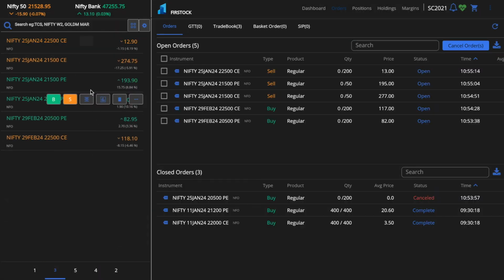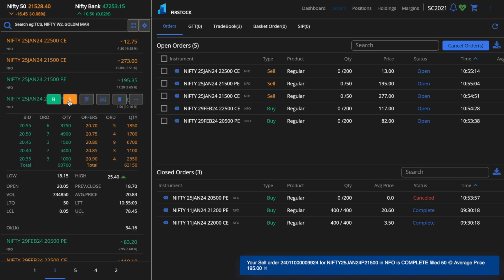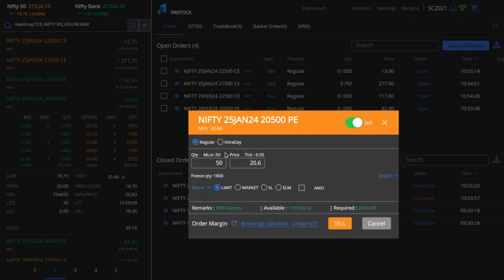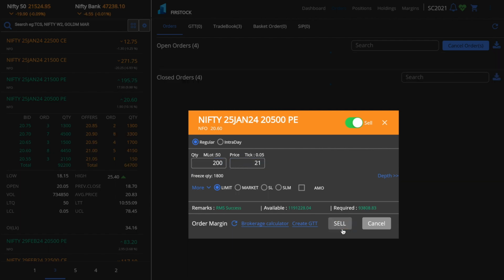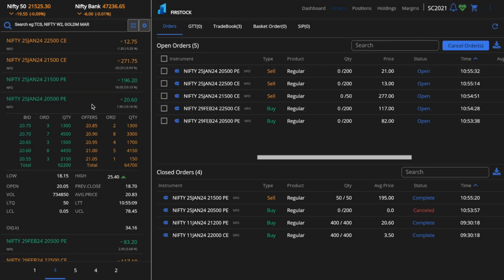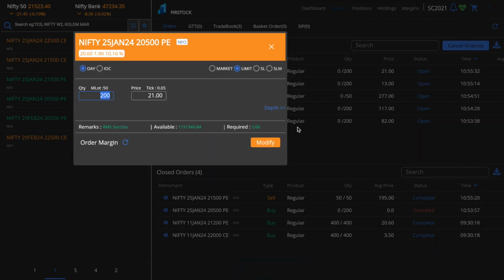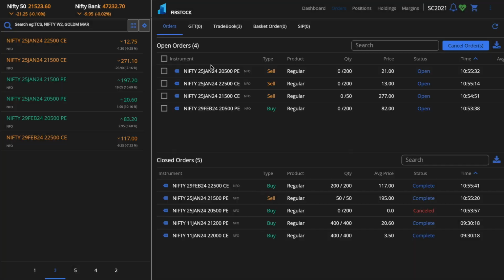Okay, and 22,500 CE and 20,500 PE of Jan, again 4 lots of this. And 21.2, sell it. So all the strategies are put out over here. Now something that is executed is this sell amount. Now we have to ensure that the other sell amount is also executed. Let's just wait and watch.